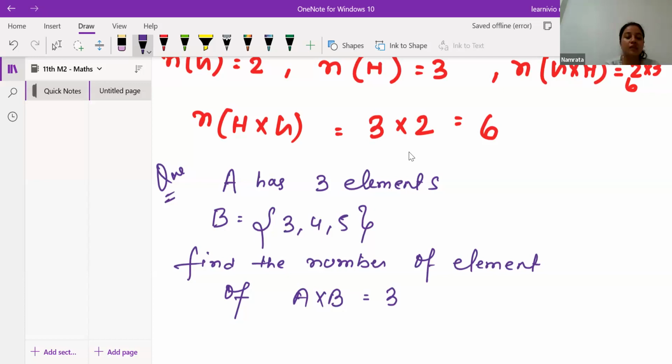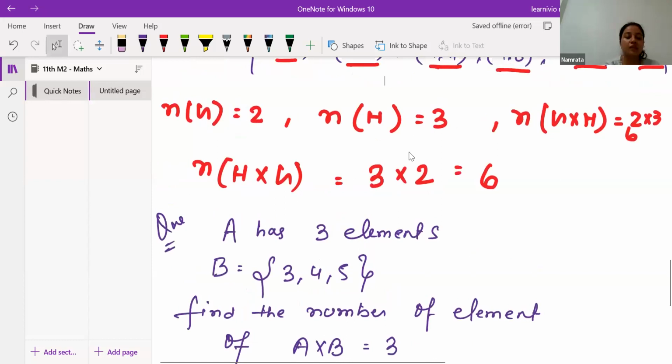If A has 2 chocolates and B has 5 chocolates, then A cross B must have 2 into 5, that is 10 chocolates. What are those? That we don't know. We will not be able to find that just from 2 chocolates. Which 2 chocolates are there? That is not possible to guess. Okay. We are just focusing on the total number of elements, and there is a formula for that. Whenever we know the number of elements of one set and the number of elements of another set, then the number of elements in their Cartesian product will be just the multiplication of both numbers.